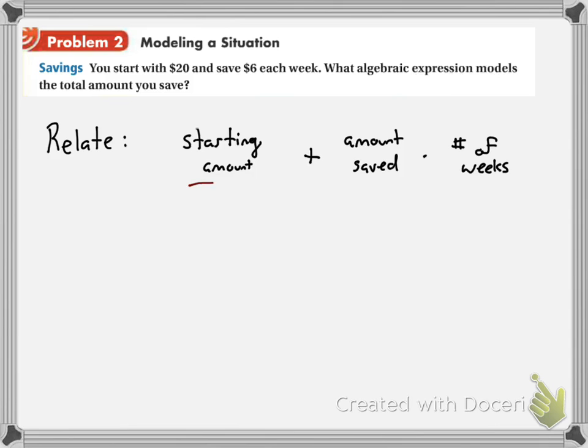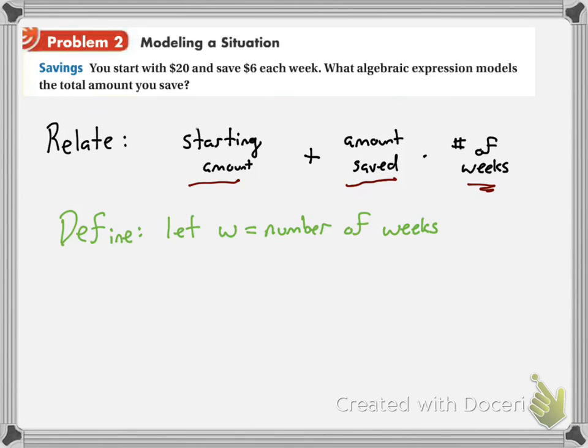Now they gave us what our starting amount is. They gave us the amount that you're saving, but we don't know the number of weeks that this is occurring over. So we're going to define a variable w as the number of weeks. Lastly, I'm going to tie that all together and write an expression for it. My starting amount's $20. I'm saving $6 per w weeks that I'm saving.